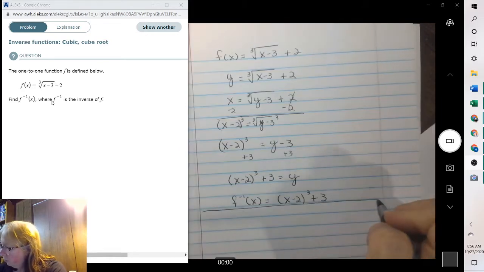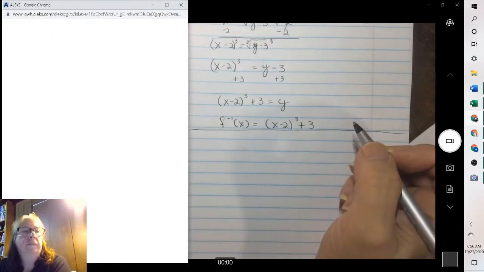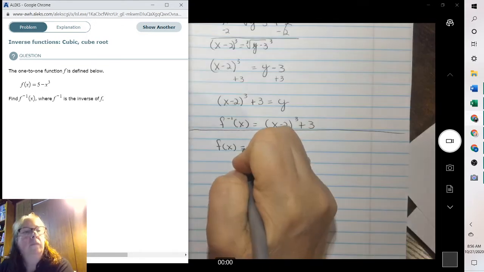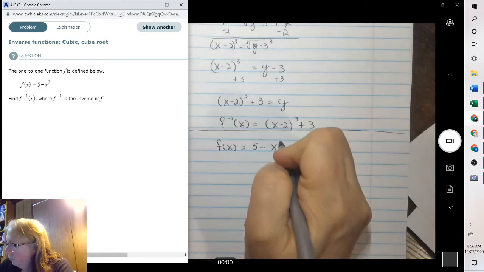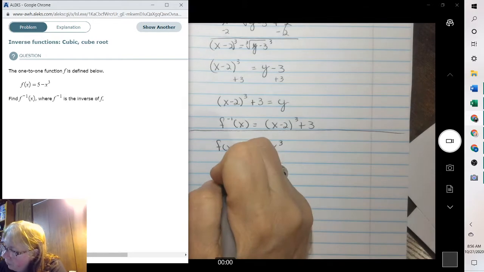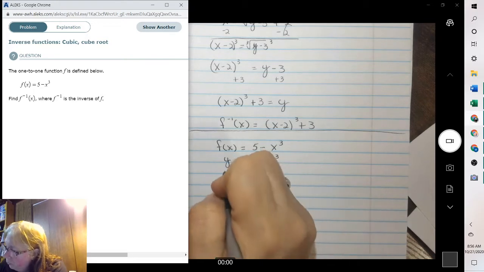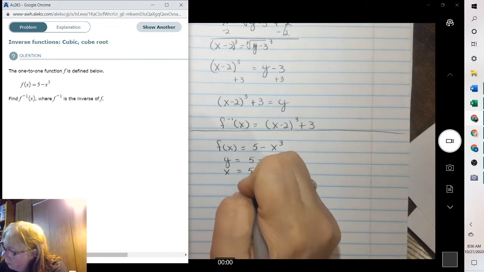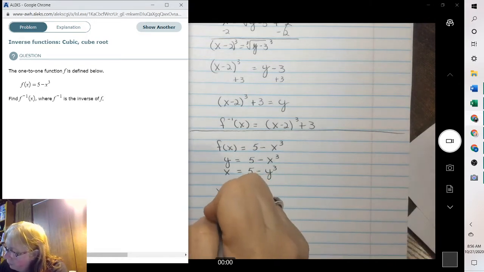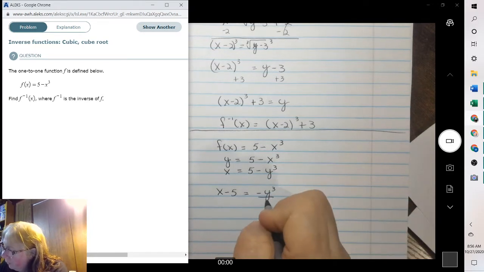Let's try another one. Again, it's a one-to-one function. So first thing, switch your f of x to a y. Then switch your x and y. And then solve for y. Subtract the 5. Divide by the -1.